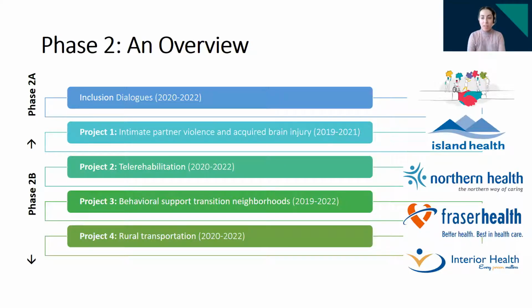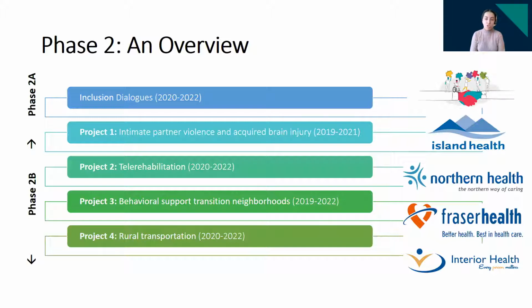All right, so before our panelists have a chance to speak more specifically about each of the projects they led, I'd like to provide you with a brief overview. So Dr. Carey spoke about the scoping review, which was phase 1. In phase 2, we had phase 2A and phase 2B. So first, Dr. Plamadon will speak to the inclusion dialogues in phase 2A. Next, we'll move on to phase 2B, where Dr. Olke will speak to project 1 with Island Health on intimate partner violence and brain injury. And then Dr. Vanna will speak to project 2 on telerehab with Northern Health.